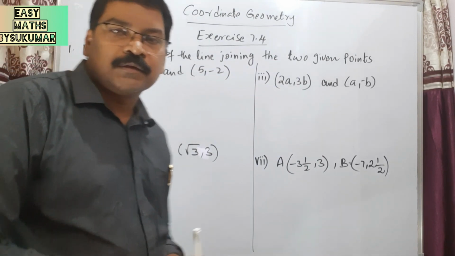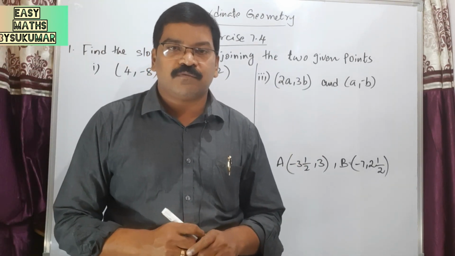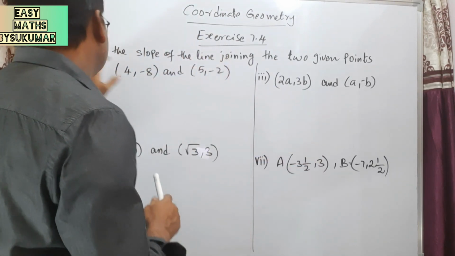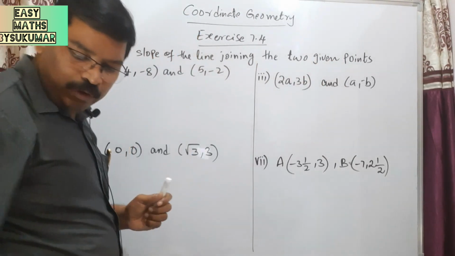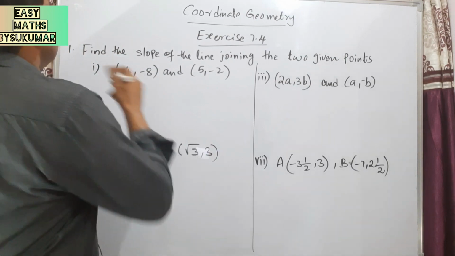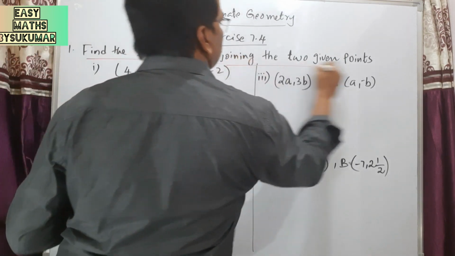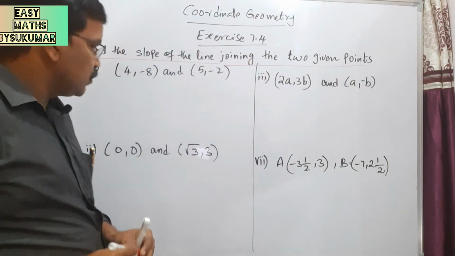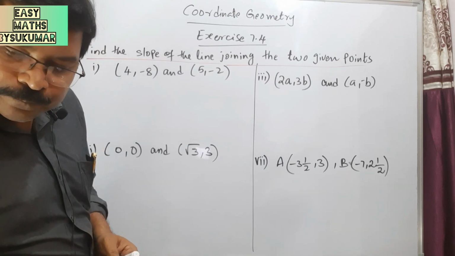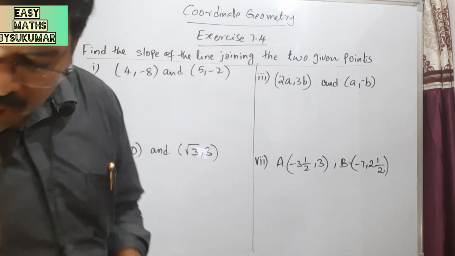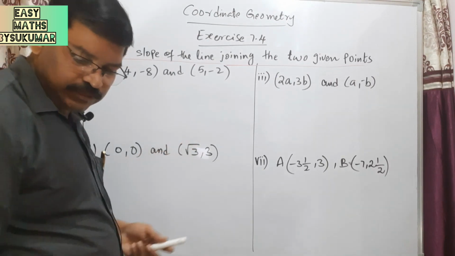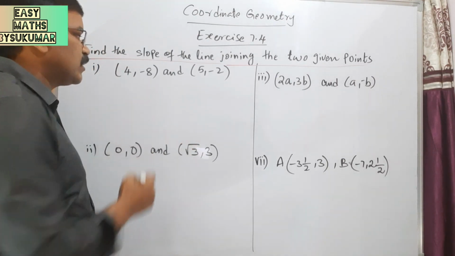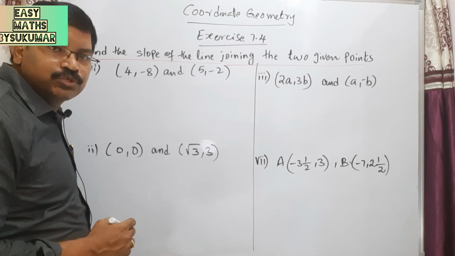Coming to exercise 7.4, the first question is like this. Find the slope of the line joining the two given points. There are 8 questions here, and I am solving only 4. Look, 4 comma minus 8 and 5 comma minus 2.